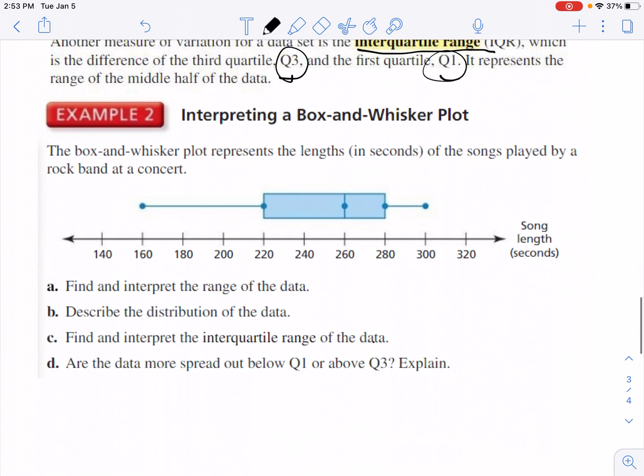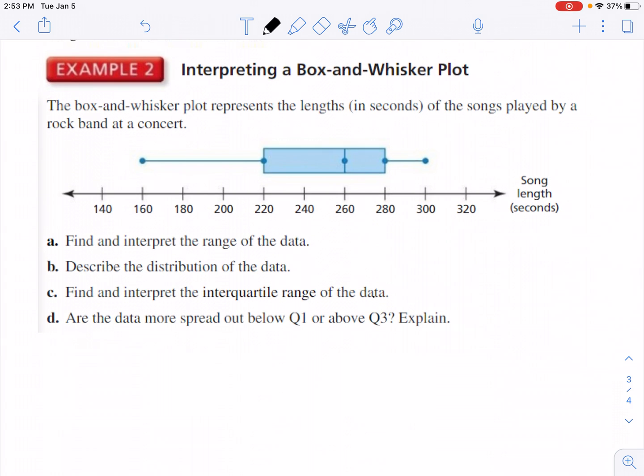Okay, now with that in mind, we can take that information, maybe look at a given situation, and interpret what does it mean. So they give us a box and whisker plot here, in which this represents in seconds the songs played by a rock band at a concert. Okay, so they're talking about in terms of length in seconds. If they were to look at various different bands and the different songs that they played, how long was each song in terms of seconds?